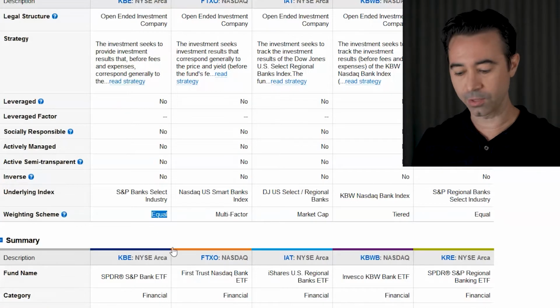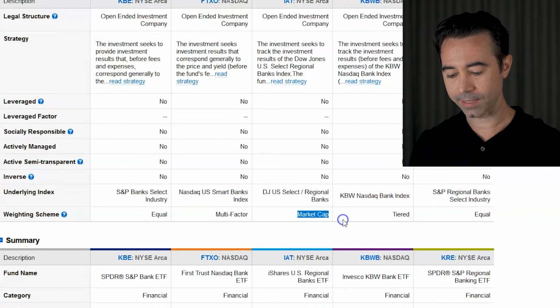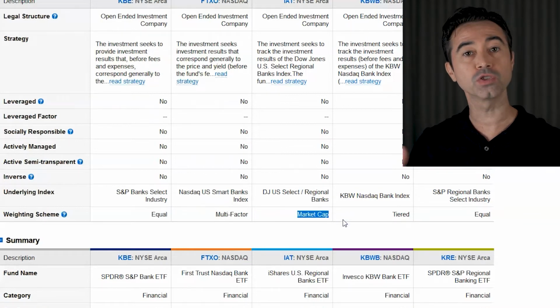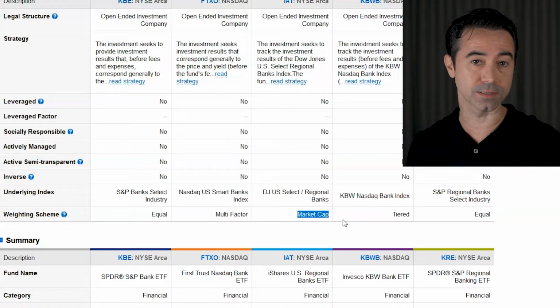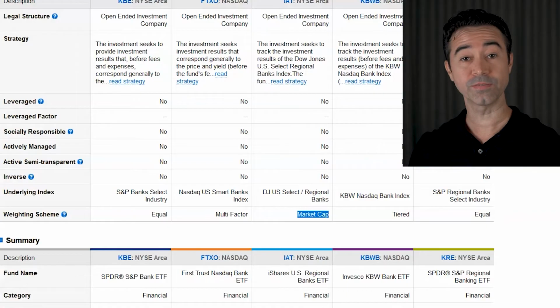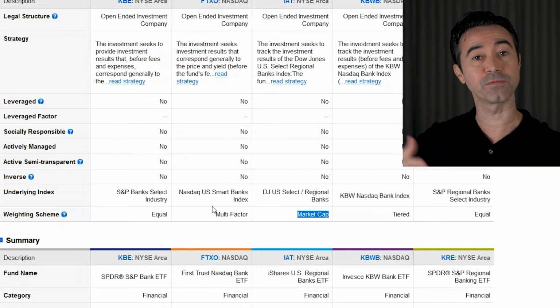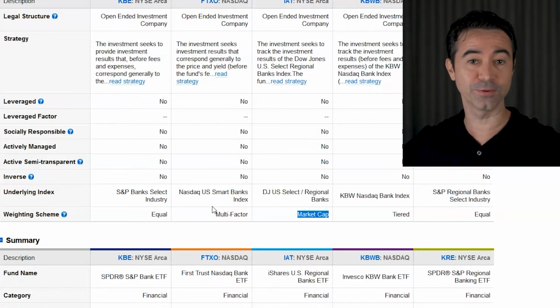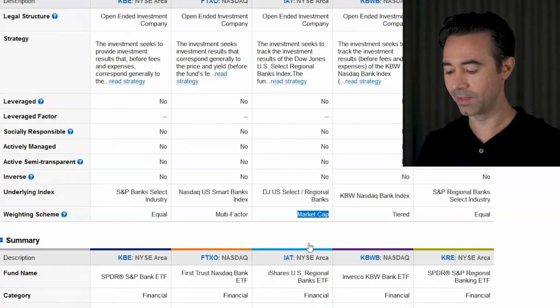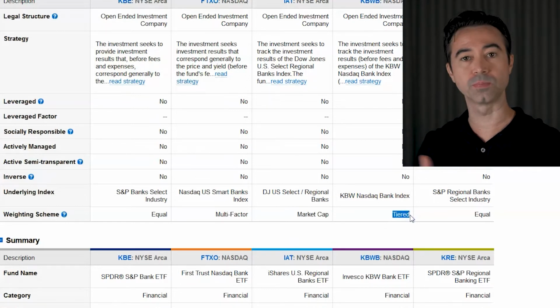Now, you might not like that. You might want to go with a market cap weighted ETF, meaning that the larger companies are going to have a higher weighting. So for example, if JP Morgan is in here and has a higher weighting, then JP Morgan's going to have a higher piece of this portfolio. So instead of 1%, maybe it's 10% of the portfolio. Next, we have a multi-factor weighted scheme. A multi-factor would take factors like price to book ratio and PE ratio, and weight it based on certain factors that are internal to them. Then you have a tiered scheme, which is going to use both of those things.